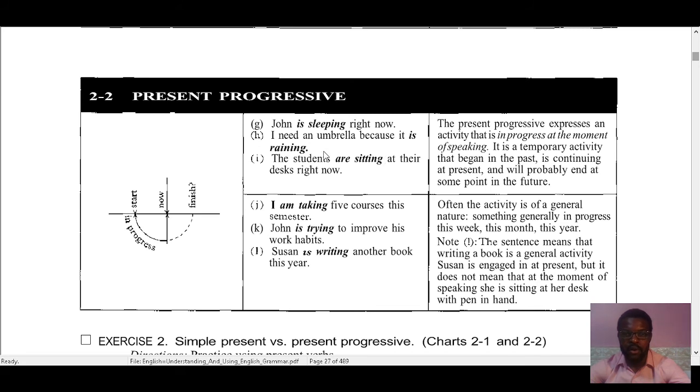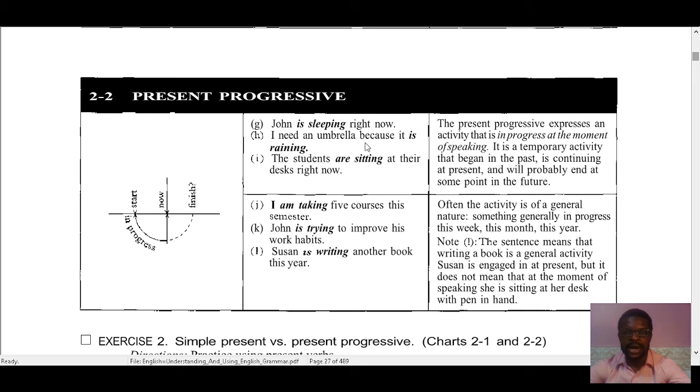And we must always and always use what? Our helping verbs, which are am, is, and are, depending on the subject of the sentence. As you can see here, the subject is John, which is he. So we're using is because it's a singular noun, so we have to use a singular verb before the main verb plus ing.